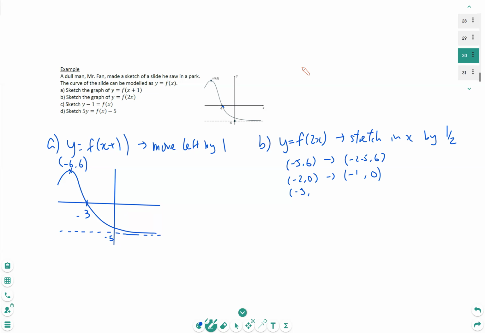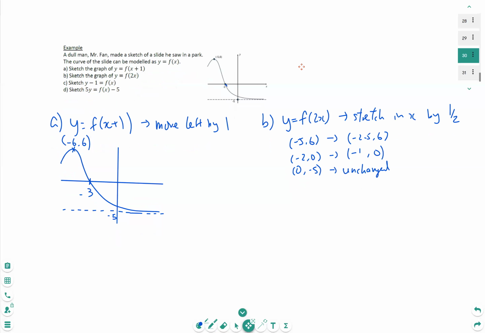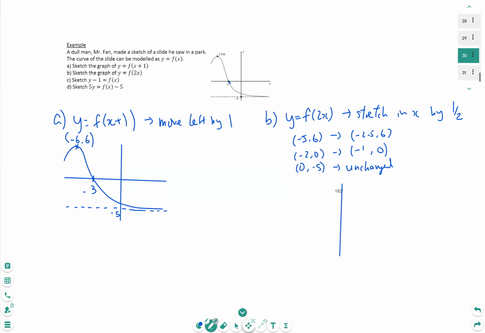Then 0, minus 5 remains unchanged, because 0 times a half is 0, sorry. Forgive me, I said I can't do maths. I don't know why you're listening to my video. Right, so minus 5, 6 becomes minus 2.5, 6 and minus 1, 0. So the shape remains unchanged, really.